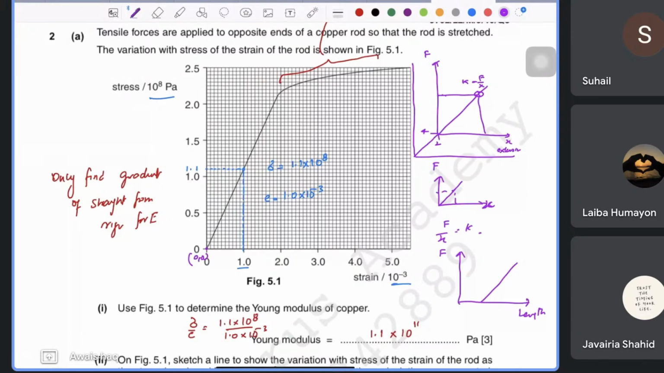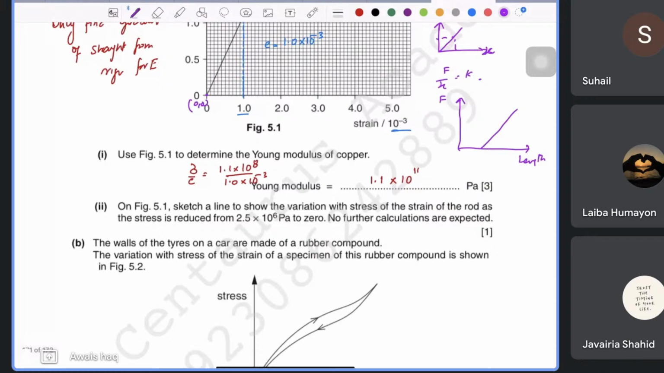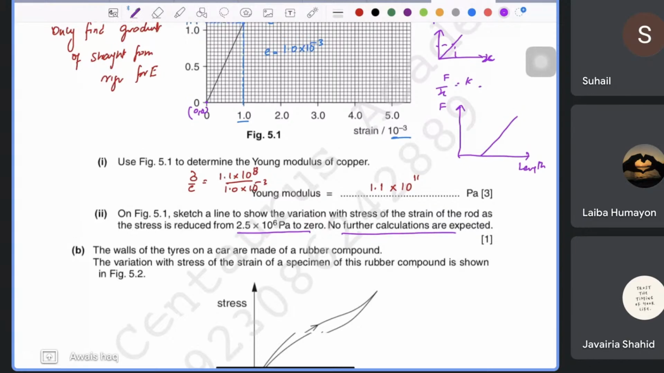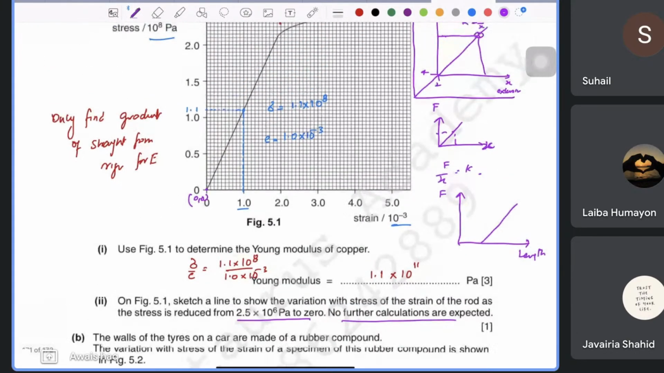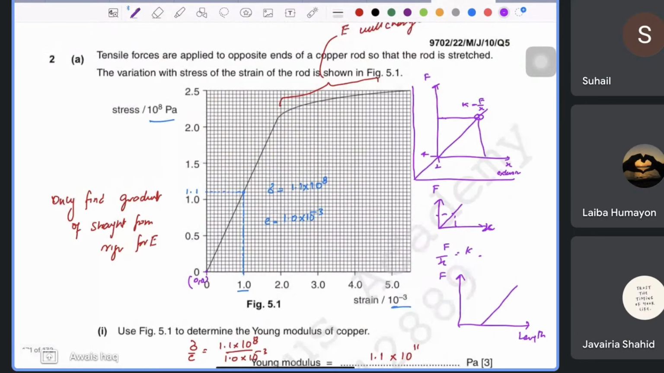Anyway, keeping that in mind, we're going to go to this. It says: sketch a line to show the variation of stress and strain of the rod as the stress is reduced from this to 0. No further calculation is expected. What does that mean? Sketch a line to show the variation with stress and strain of the rod as the stress is reduced from 2.5 × 10^6. Okay. Alright, so this point.